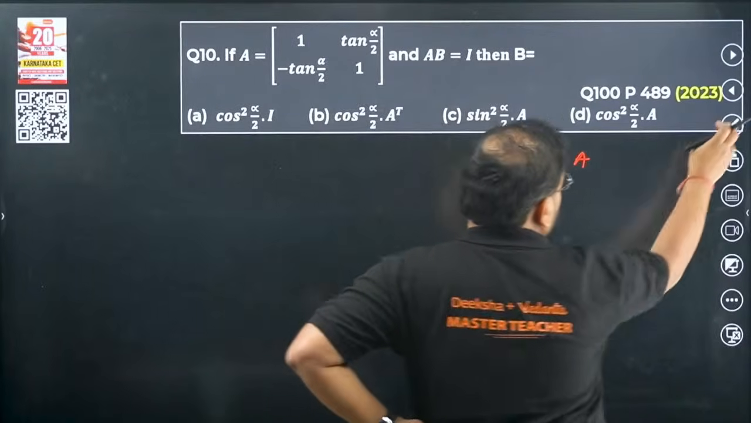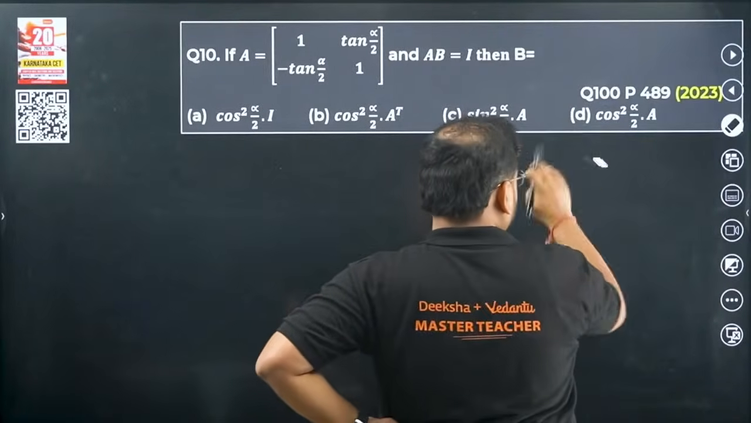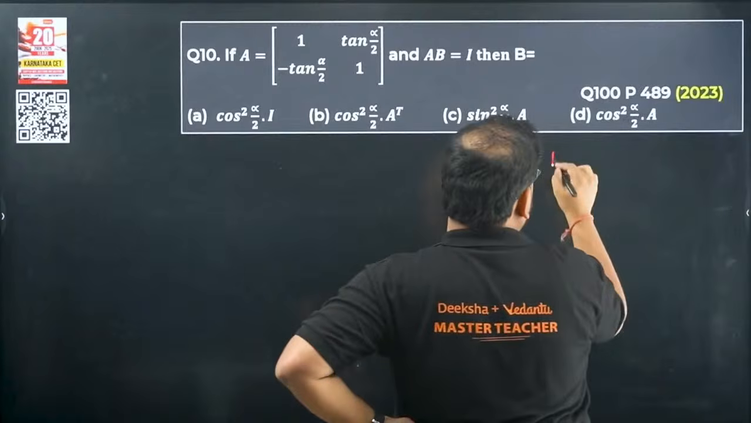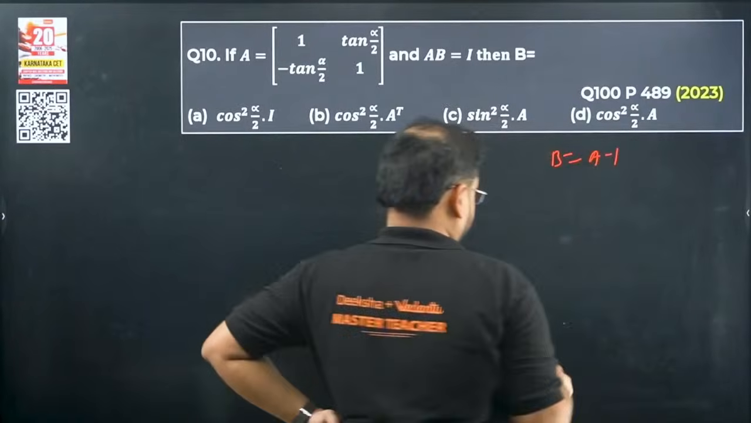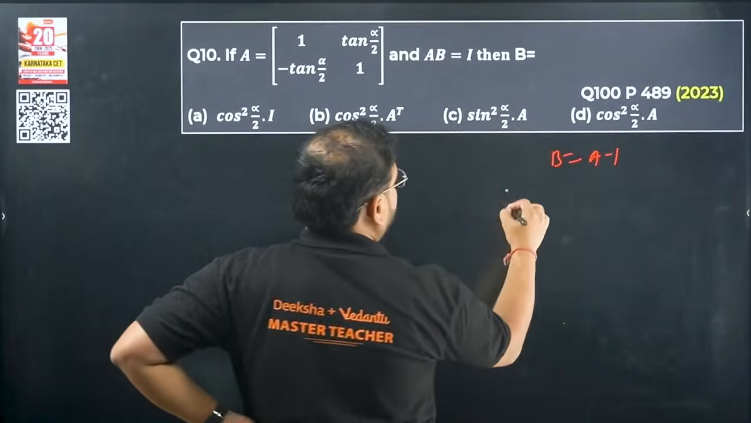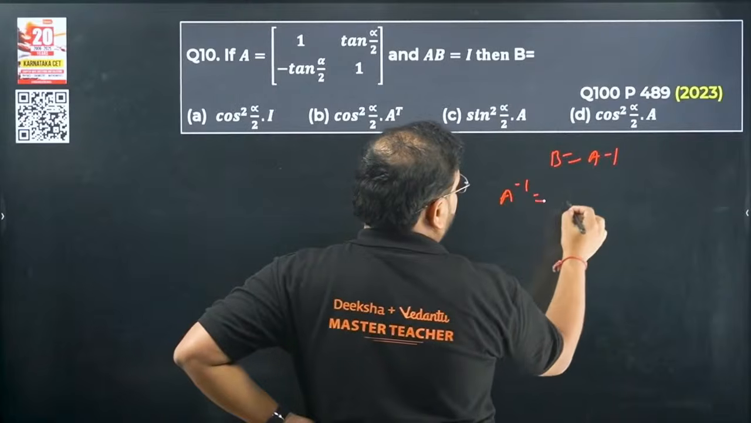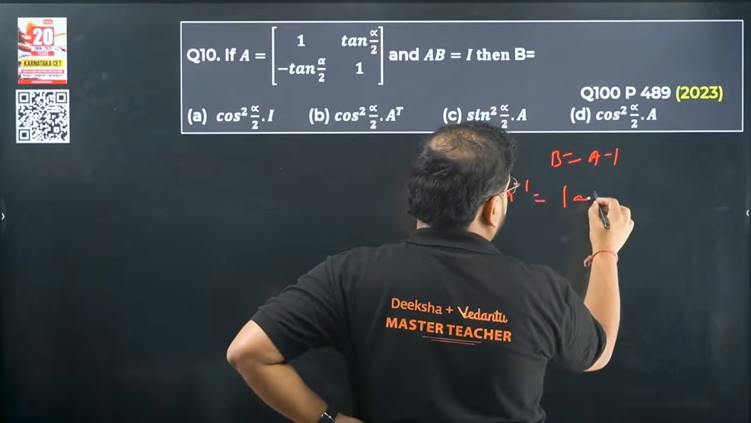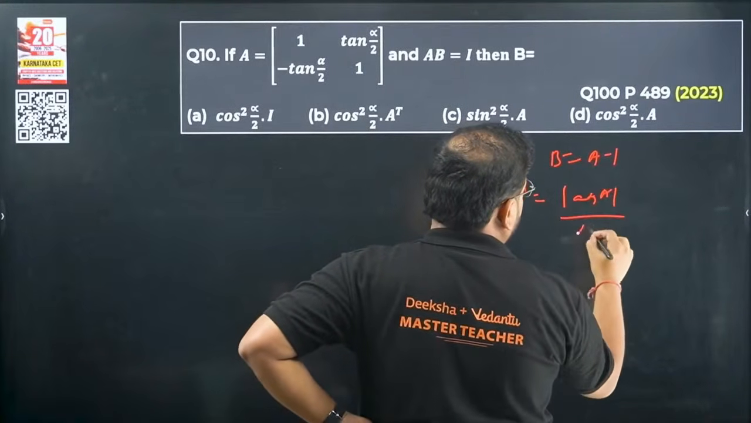Basically, A inverse I can write. No, in this case we don't have B only. When B is the inverse of A, find the inverse. Inverse will be what? Adjoint by determinant.